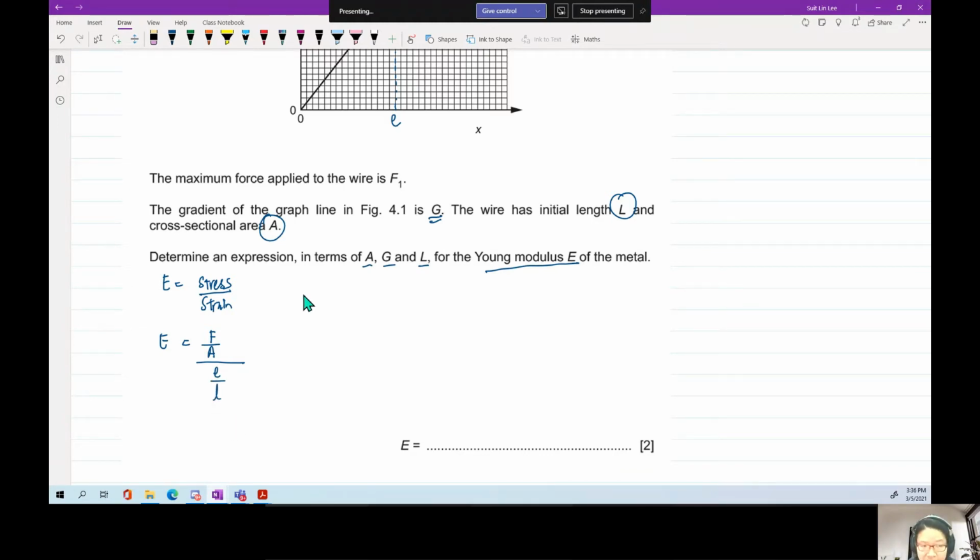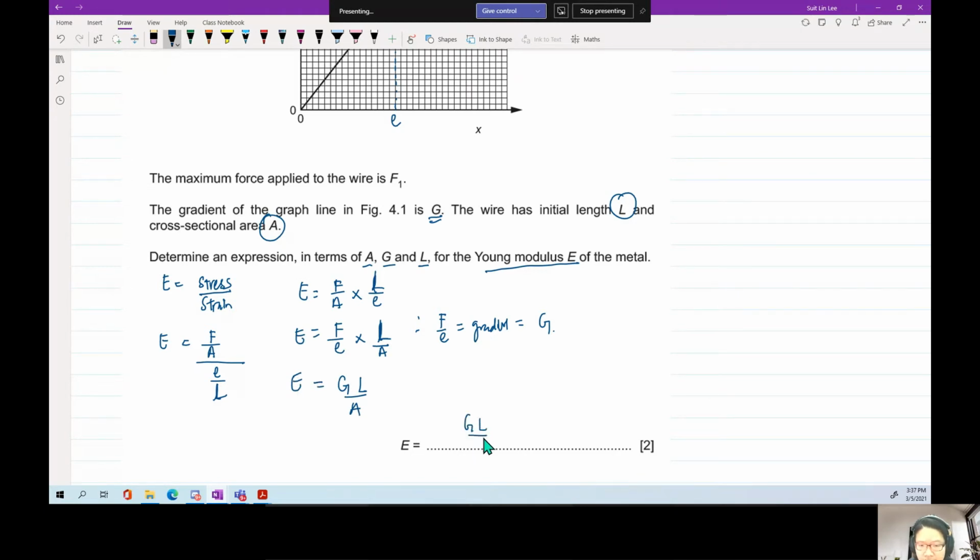Okay, it's okay to take your time. So this F here will be F over A. And then this E over L you divide, so you multiply by L over E. And hey, I have F over E. F over E is G. L over A. Or in this case, they are using big L. So I'll use big L. Okay. So F over E is equal to the gradient, which is G. So E will be equal to GL over A.